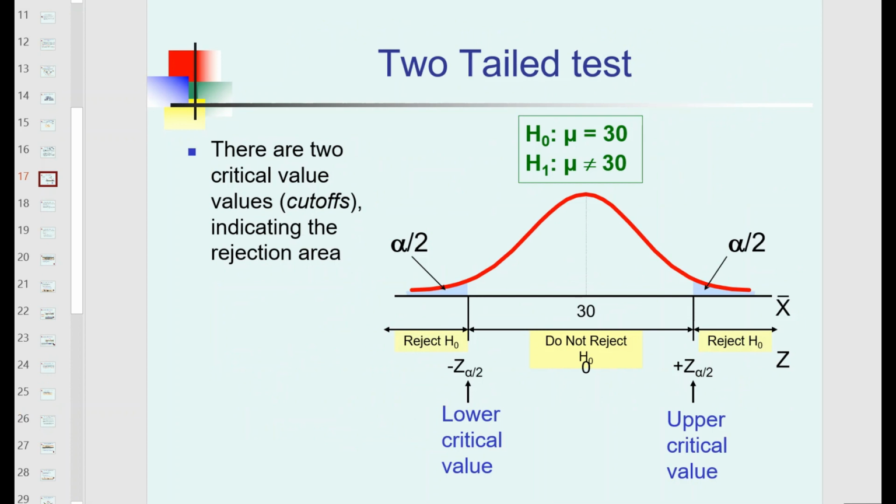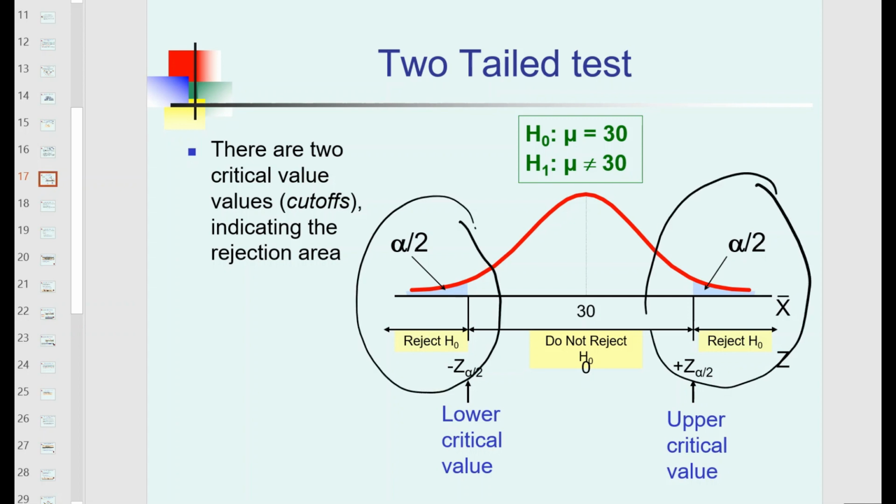Okay, if you look at this slide, two-tail test, this is the one that I basically drew just now. If you see this bell shape, because it's a two-tail, there are two critical values or cutoffs indicating the rejection area. So you see that this is one tail, this is another tail. If it falls within this area, we always say do not reject, which means that we accept. Okay, so in this area.